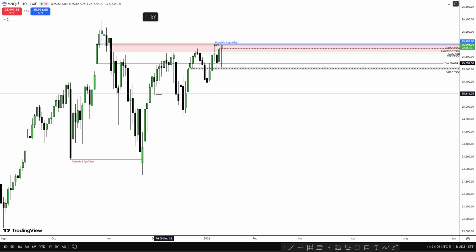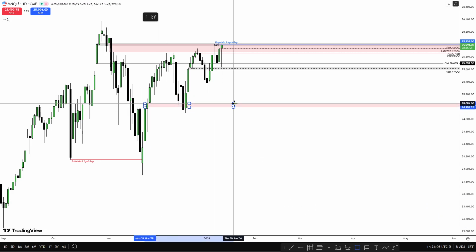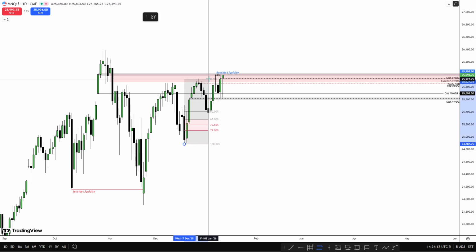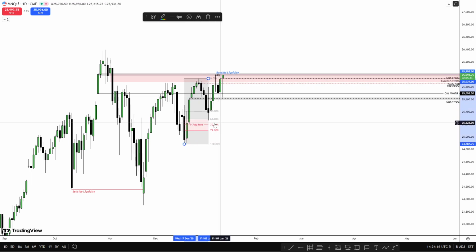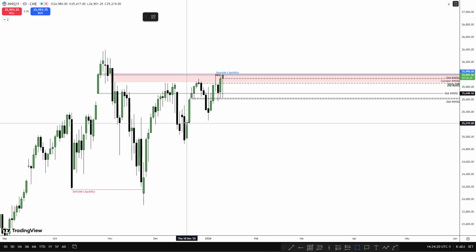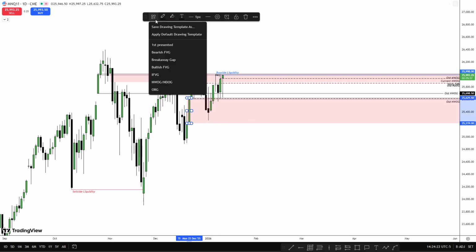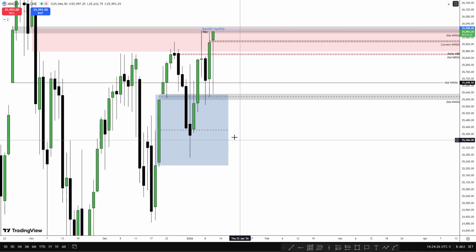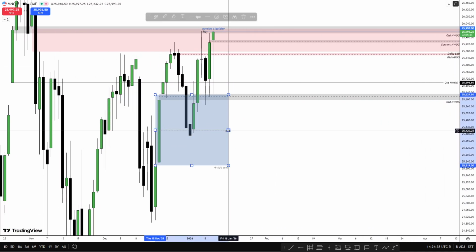We have some daily bullish fair value gap, same here, from the low to the high, OTE 62% right here. We've hit that. Then we have this suspension block right here. So we can take a look at that.